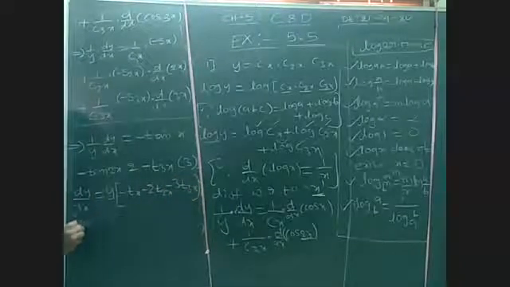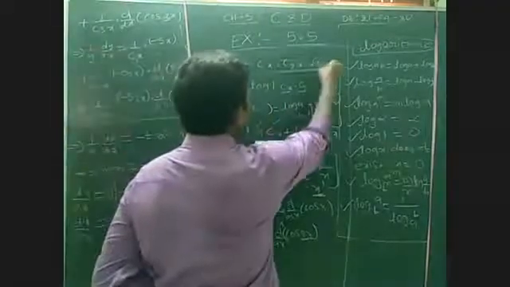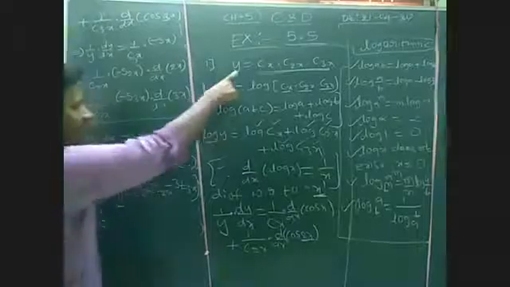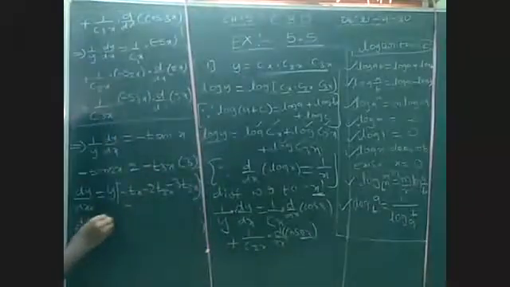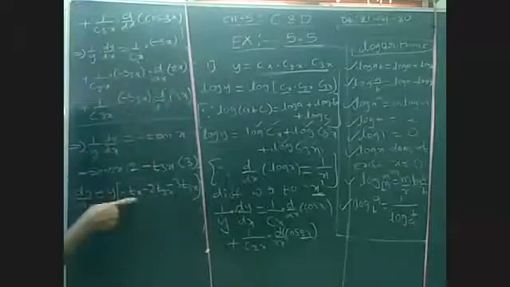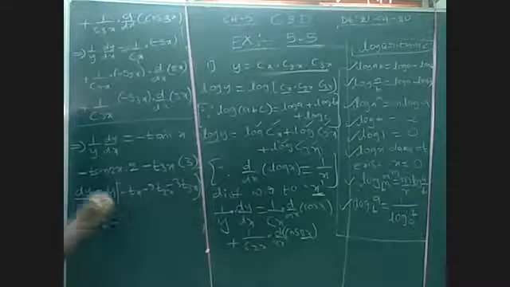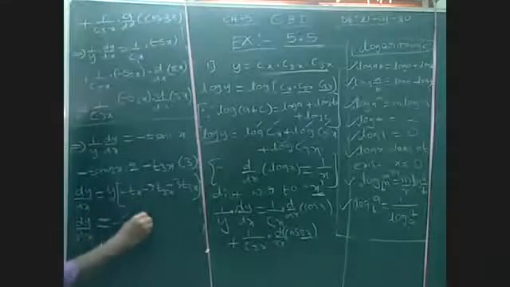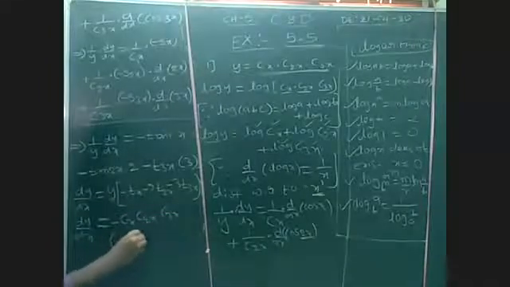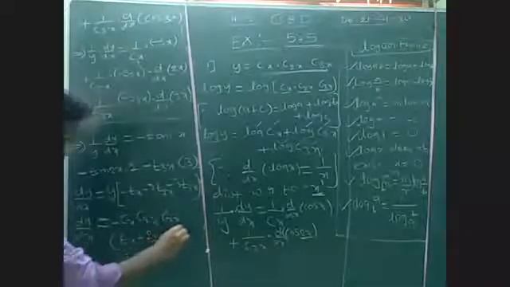If you observe, the question is given in terms of x. Finally, what is y? Substitute the y value: y is cos x, cos 2x, cos 3x. Minus is common, so I take minus common. So it is minus of cos x, cos 2x, cos 3x into tan x plus 2 tan 2x plus 3 tan 3x.